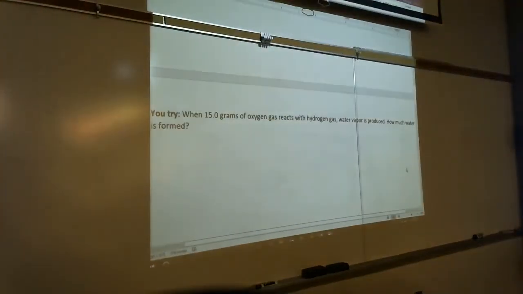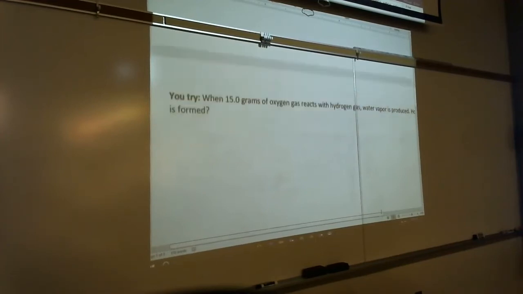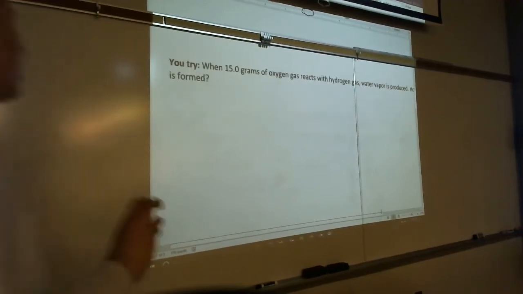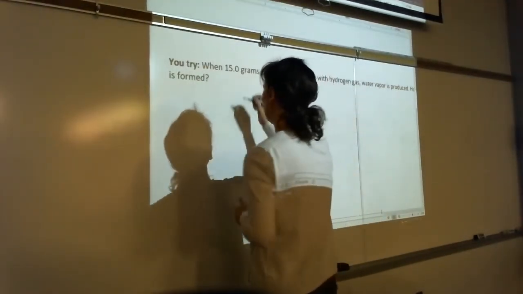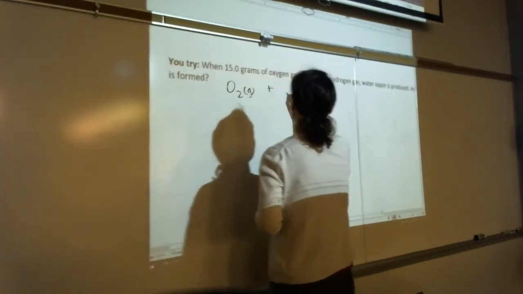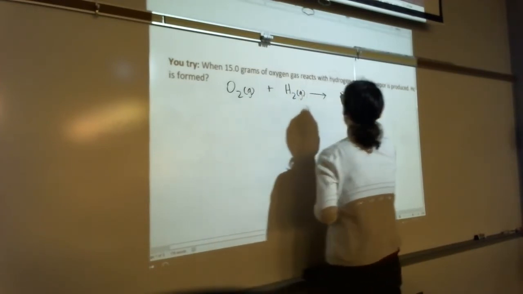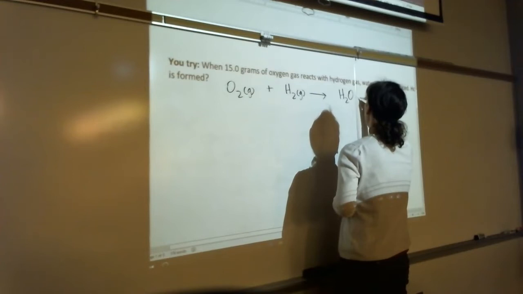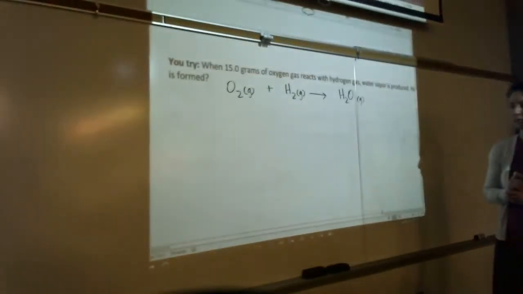All right, let's go over this one. Oxygen gas and hydrogen gas producing water vapor. And we want to know how much water vapor we can expect. So first we need a balanced chemical equation. What's the formula for oxygen gas? O2. And what's the formula for hydrogen gas? H2. And then water vapor is H2O gas. Is this balanced? No. What do we need in order to balance this?